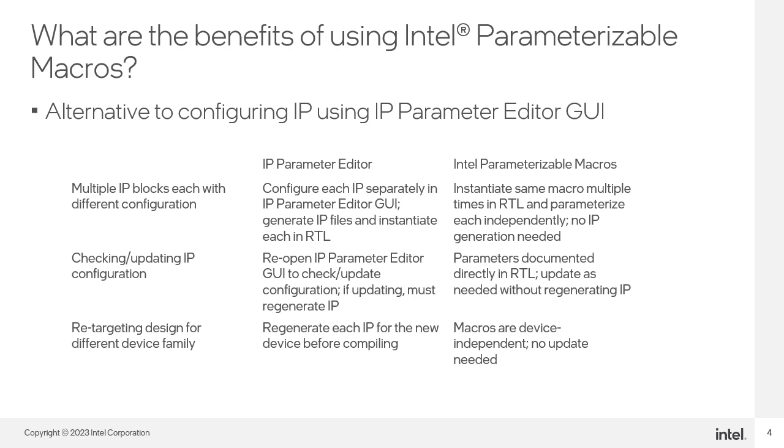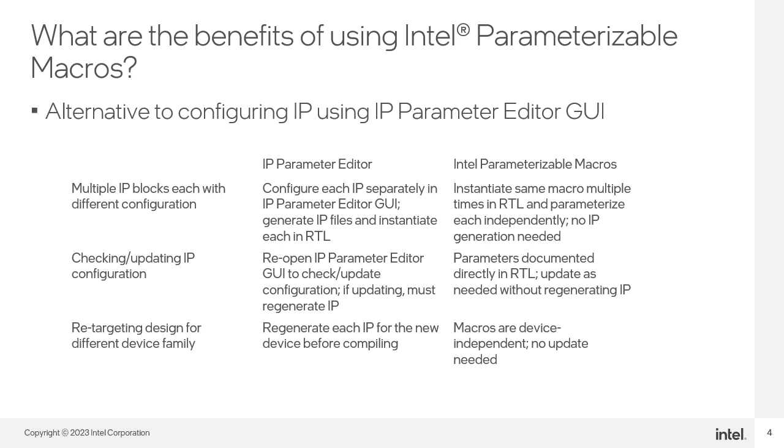To implement these RAMs using the parameter editor, you would create a separate IP for each depth and width configuration, generate the IP files for each, and then instantiate each of these IP in your RTL. With Intel parameterizable macros, on the other hand, you would instantiate the same macro everywhere in your RTL and set the parameters for each instance independently. No IP generation is needed.